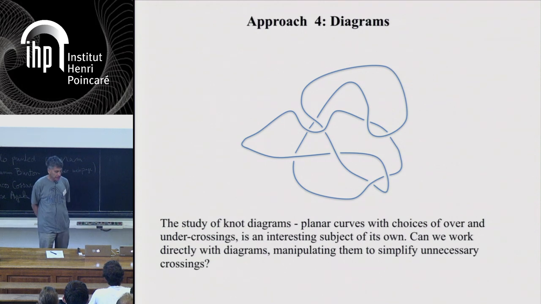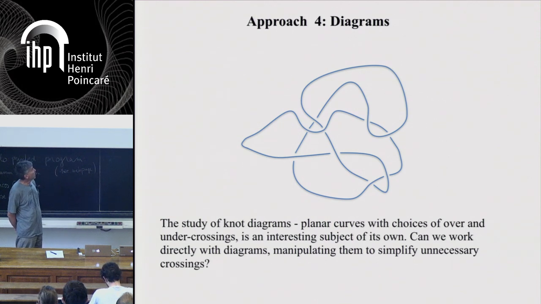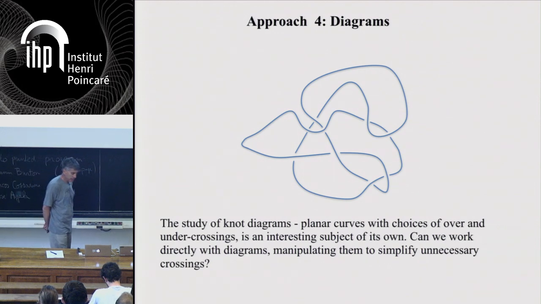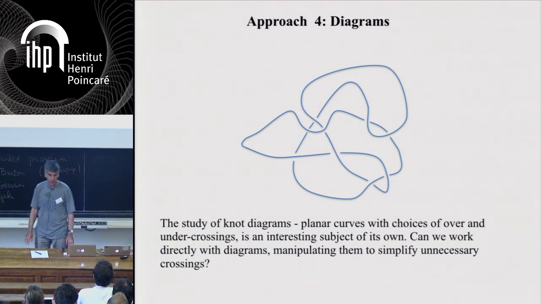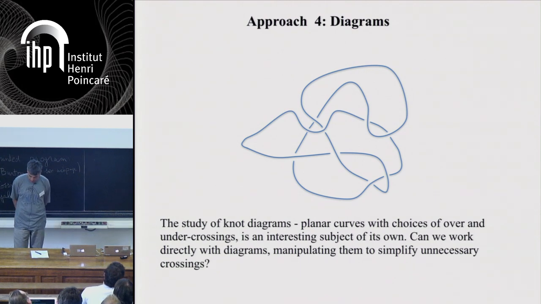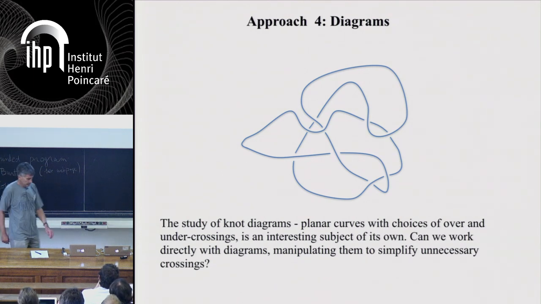Another natural approach, this is very appealing, and lots of people have looked at this question, is to work with the diagrams, these planar curves with over and under crossings, and try and directly work with them to determine whether you can somehow simplify a curve to get a trivial knot. So the study of diagrams is closely related to the study of knots, but actually it's quite interesting on its own. And I'll give you some examples of that later.